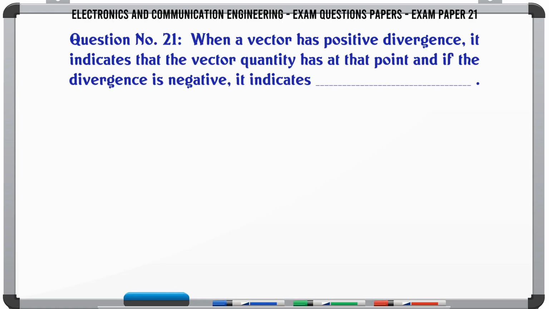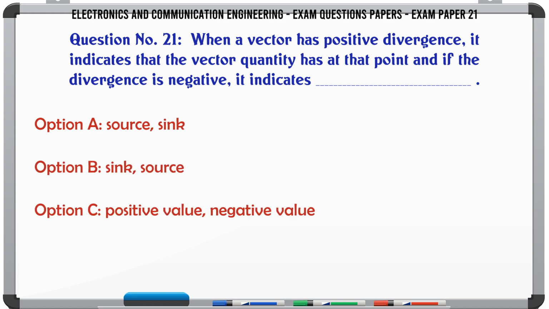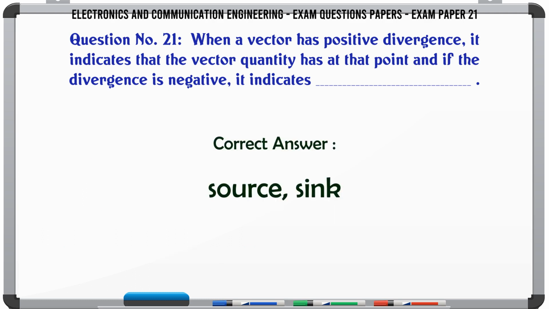When a vector has positive divergence, it indicates that the vector quantity has a [source] at that point, and if the divergence is negative, it indicates a [sink]. A: source, sink. B: sink, source. C: positive value, negative value. D: negative value, positive value. The correct answer is source, sink.